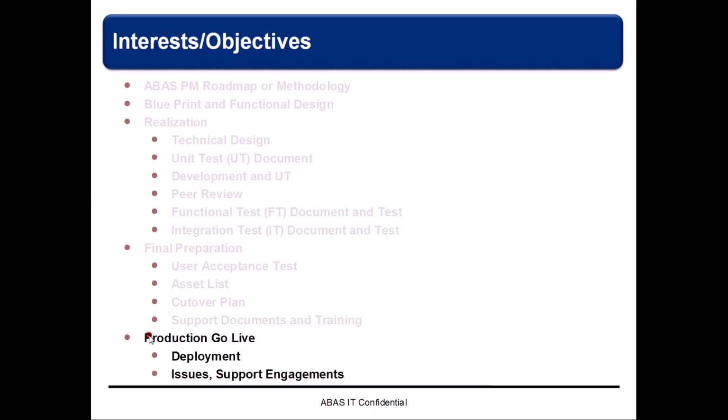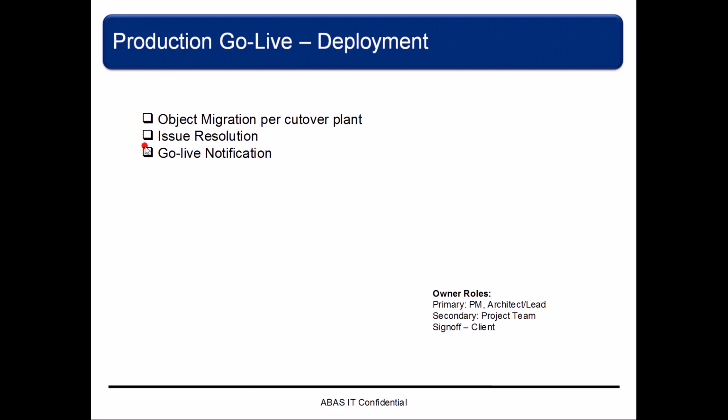The last one is the project production go live, which is where we put the changes to production, and it has two aspects: deployment, and issues and support engagement. And for the deployment, we have to do the object migration part, the cutover plan that the PM shared with everybody. We need to have issue resolution, and this is only related to the deployment. It is not the project issue resolution, and it is not the production issue resolution.